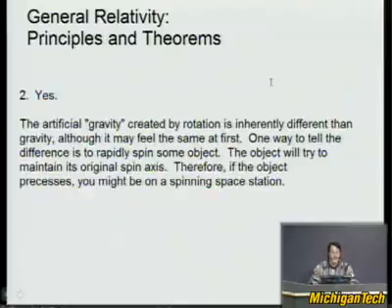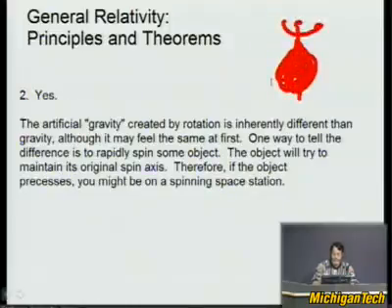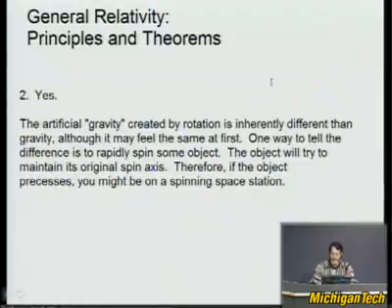And the answer is yes, actually you can tell. This is not exactly the same. The artificial gravity created by rotation is inherently different than gravity, although it may feel the same at first. One way to tell is to rapidly spin some object, like a top. So if you spin some object, let's say a top or just a ball, that's a simple object, and you spin it around this axis here, then the object will try to maintain its spin axis. Except if you're on a rotating space station, the space station will rotate around you, and so suddenly it will appear, strangely, that the spin axis of the ball is changing as you rotate around. That doesn't happen in regular gravity, so there's a way to do it. So you don't have to look outside the elevator, you don't have to look for distant stars. That's a way of telling.